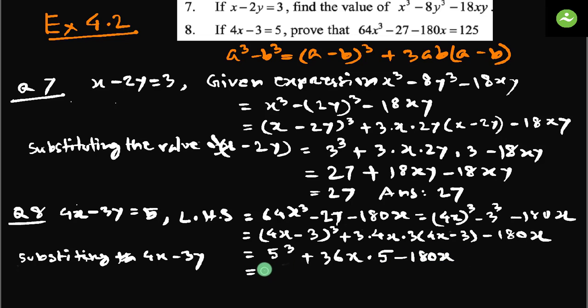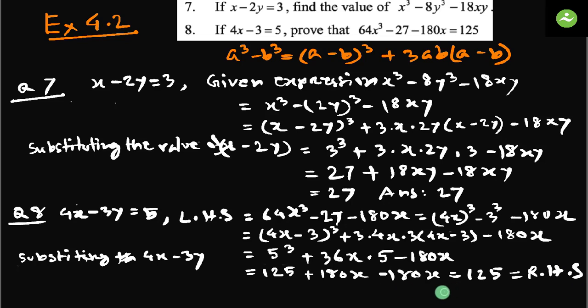equals 125 plus 180x minus 180x equals 125, because plus 180 and minus 180 are gone. So 125 equals the right hand side. Right hand side proved. Left hand side equals right hand side, proved.